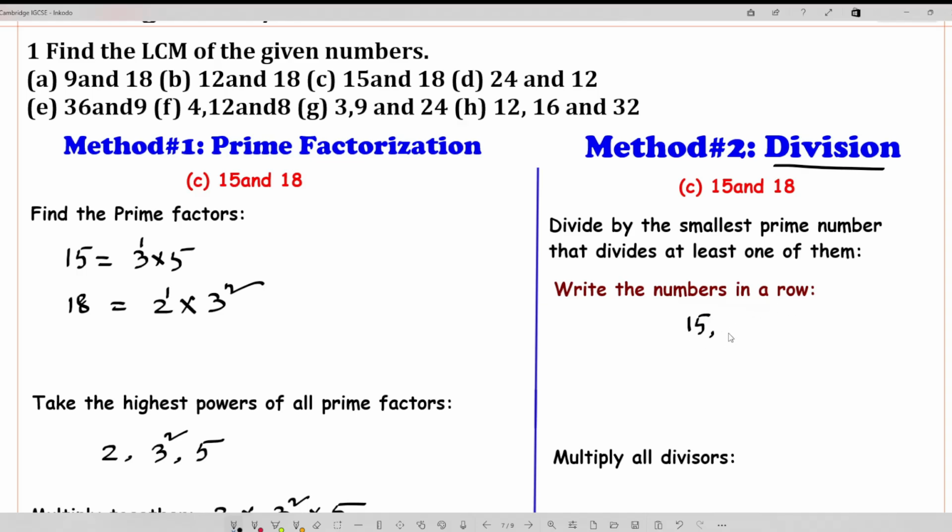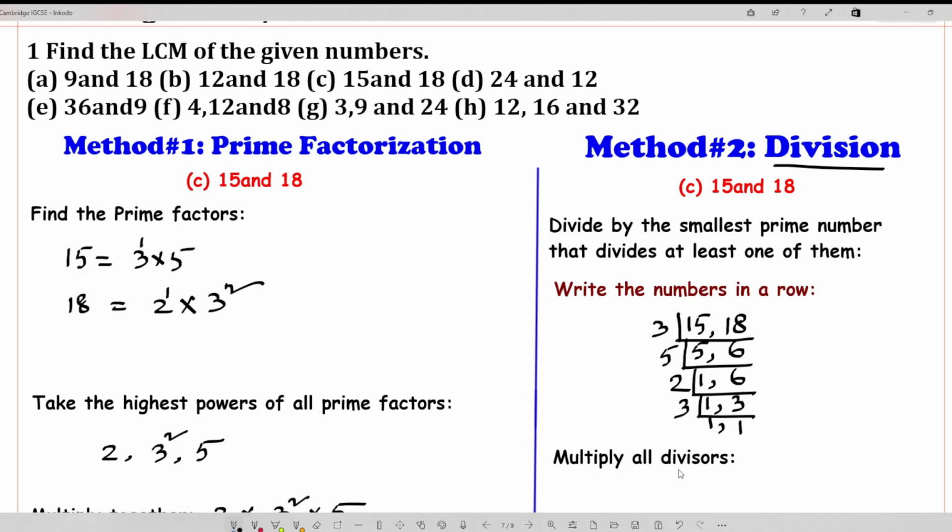So 15 and 18. We can divide by 3, it will be 5 and 6. Then divide by 5, so what we will get here is 1 and 6. Now we can divide by 2, so here is 1 and here is 3. Again we can divide by 3, here is 1 and here is 1.